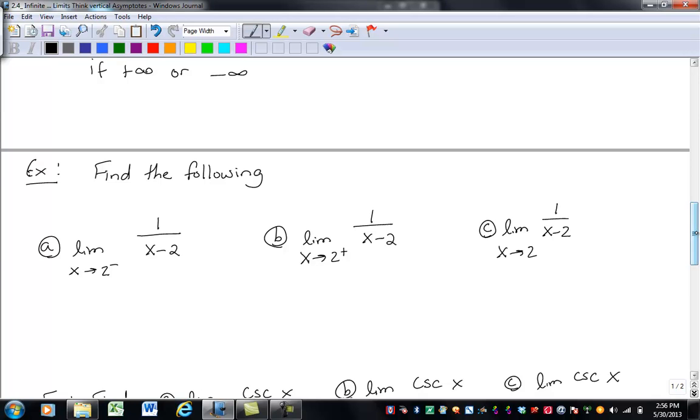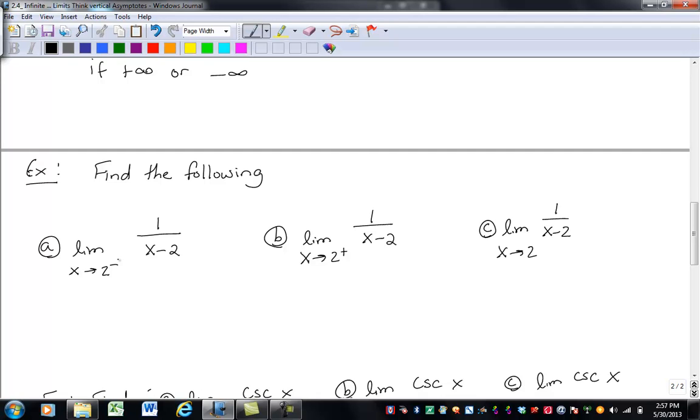And here's an example: 1 over x minus 2. This first problem is the limit as x approaches 2 from the left of 1 over x minus 2. If we plug in 2 for x, we get 1 over 2 minus 2, which is 0. That means there's a vertical asymptote at 2. So at x equals 2, it either goes to plus infinity or minus infinity. Those are the only options. This says approach 2 from the left. If you're to the left of 2, you're a little bit smaller than 2.